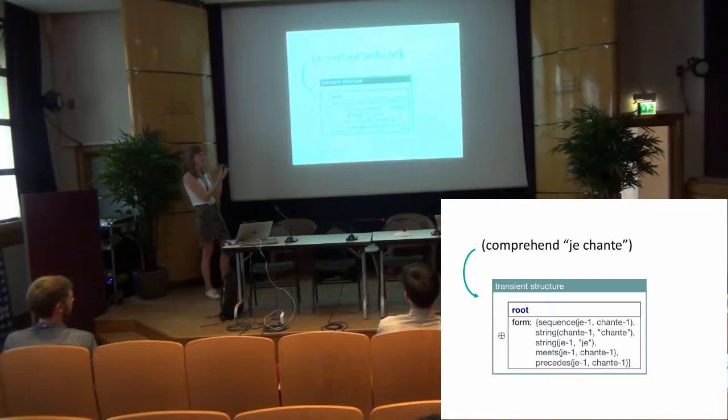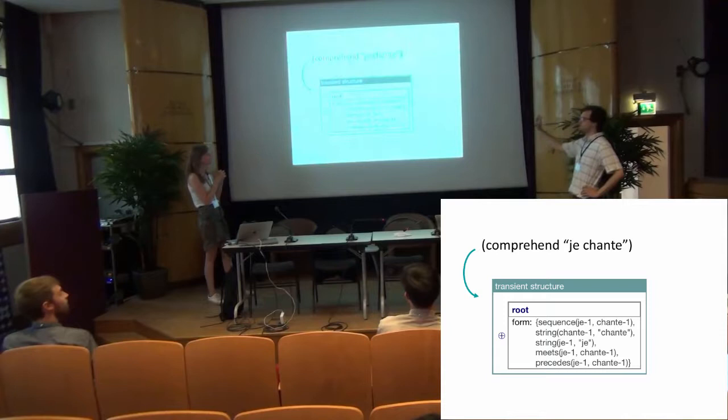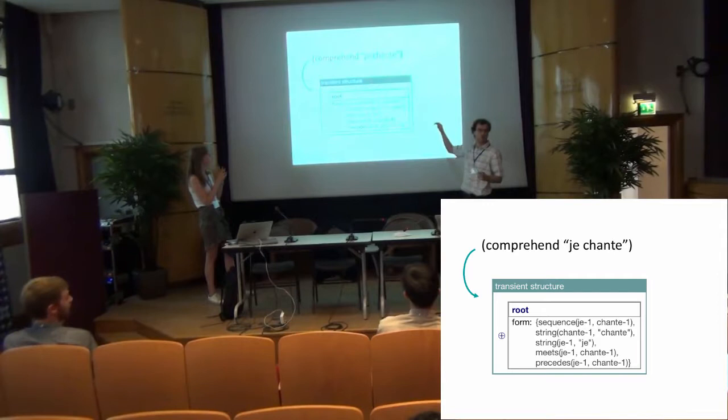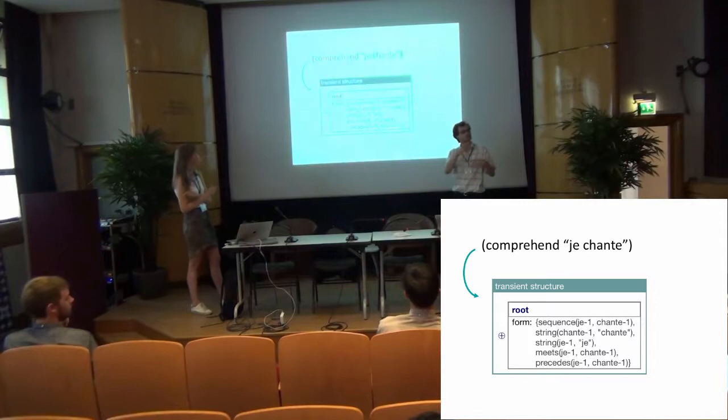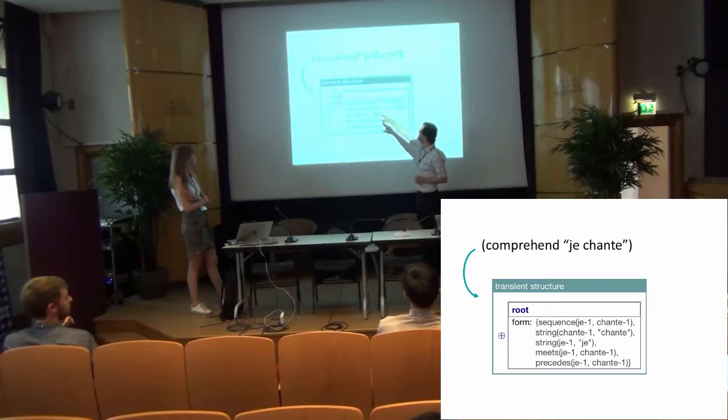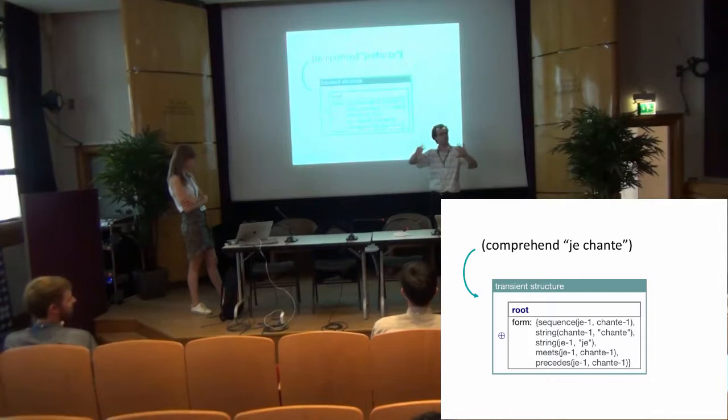I hope I will explain it in an intuitive way, so you don't have to know all the formal things behind it. But here, no unification is going on. You just say comprehend "je chante", you take this bunch of words, and FCG does a certain pre-processing step to make it in a nice format that we can work with. So it says, okay, there is a sequence, je, chante. It gives an index, because for example, "je" can be in multiple places in your sentence, so they are individual, it's just a unique index. So we say there is a string "chante" bound to this chante-1, there is a string "je" bound to this je-1, and meets(je, chante) means that je is immediately adjacent to chante.